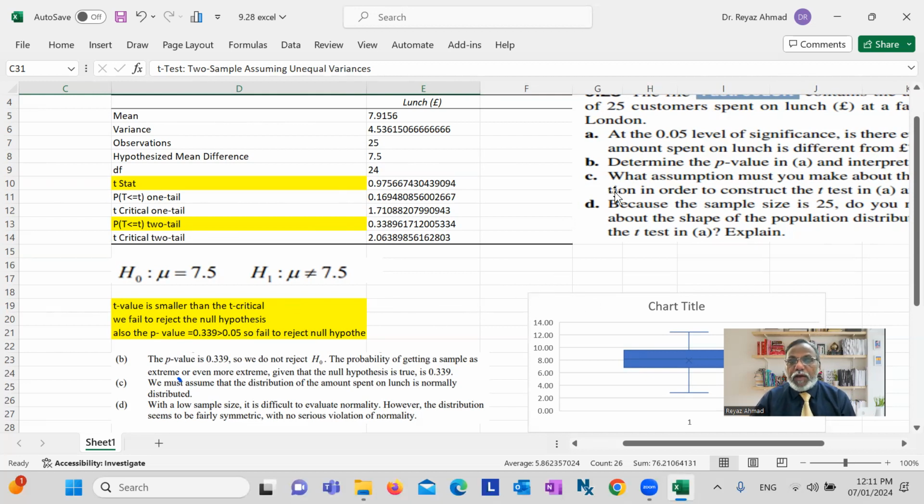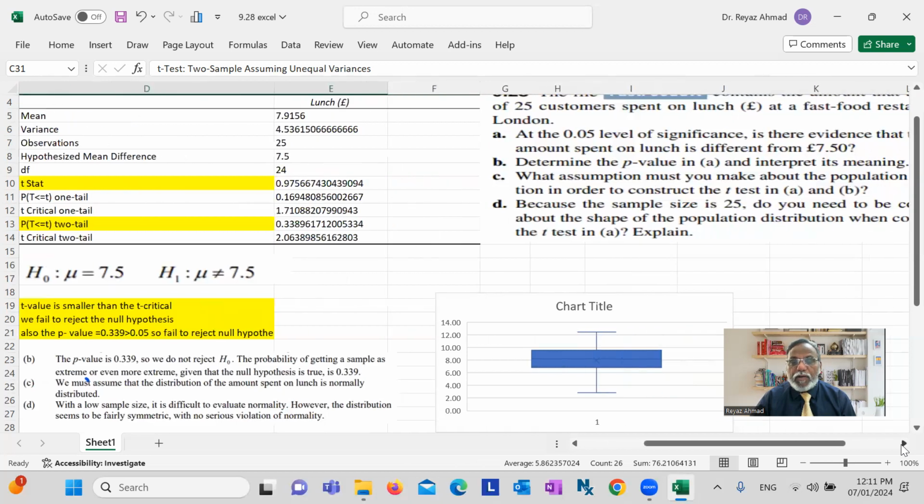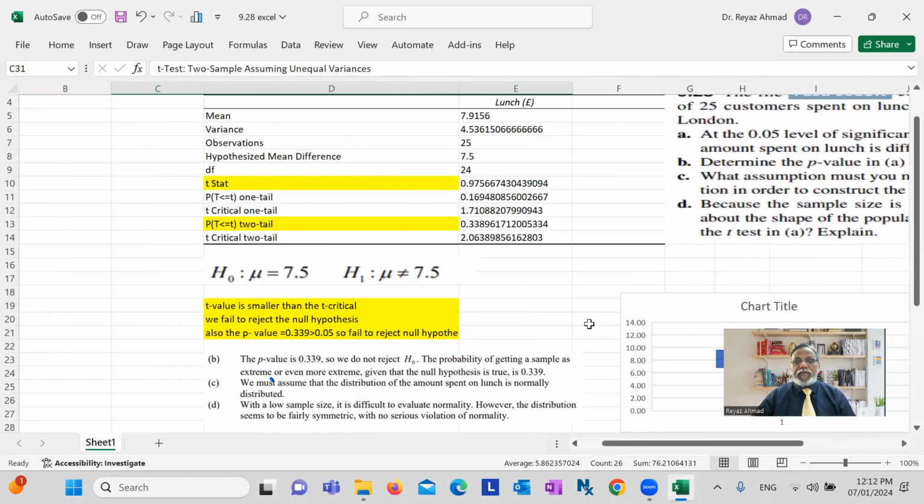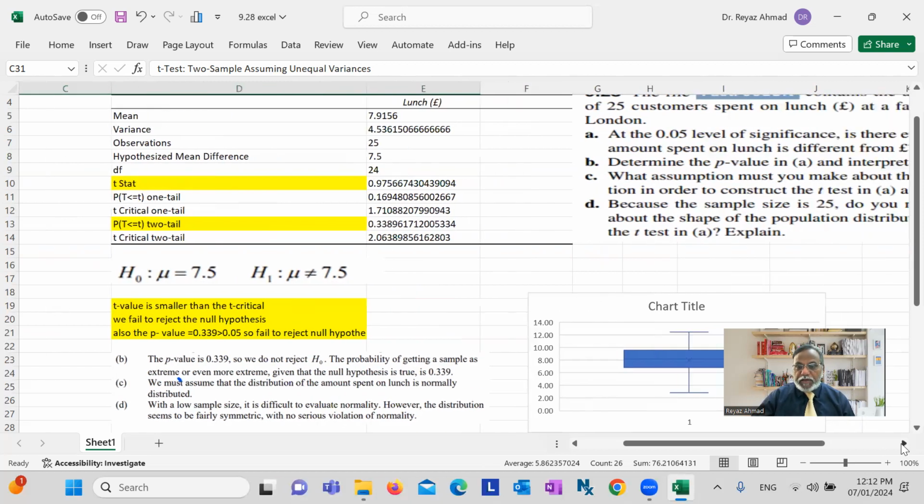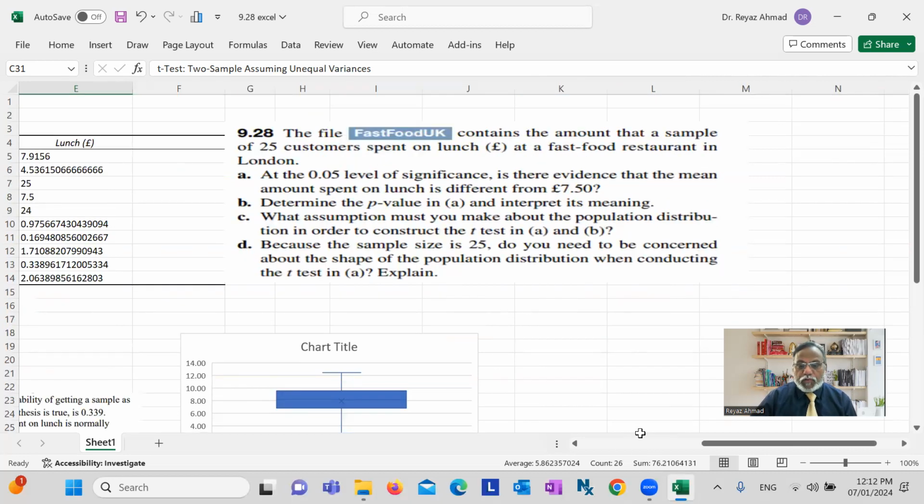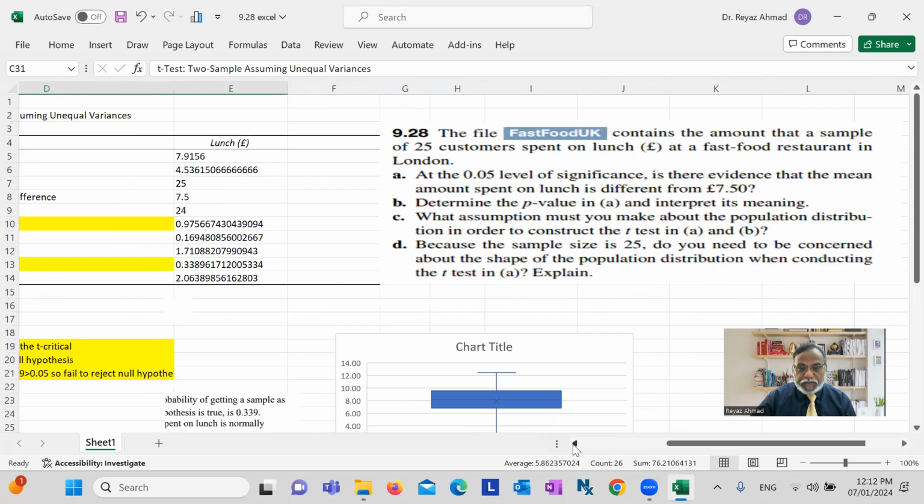Now, question C is saying, what assumption must you make about the population distribution in order to construct the t-test in A and B? Now you are well aware that hypothesis testing is done with the help of the z-test as well as with the t-test. But why are we using the t-test here? Because in the question, the population standard deviation is not given. So we will be using the t-test over here.